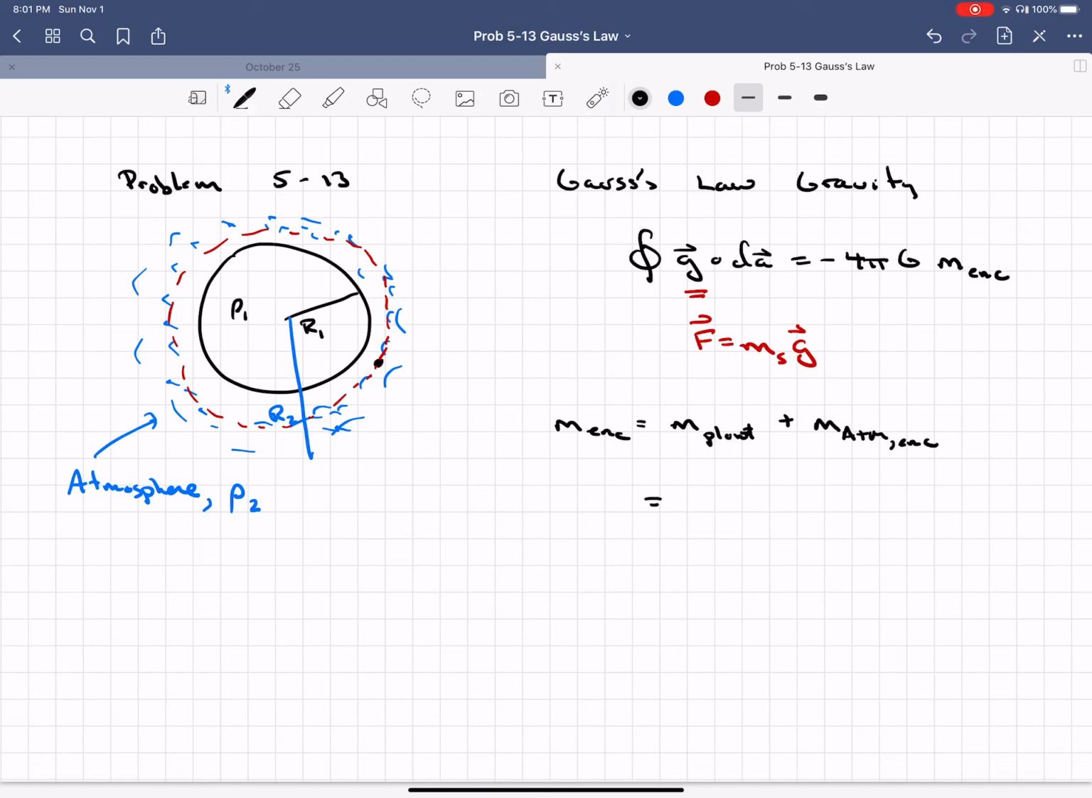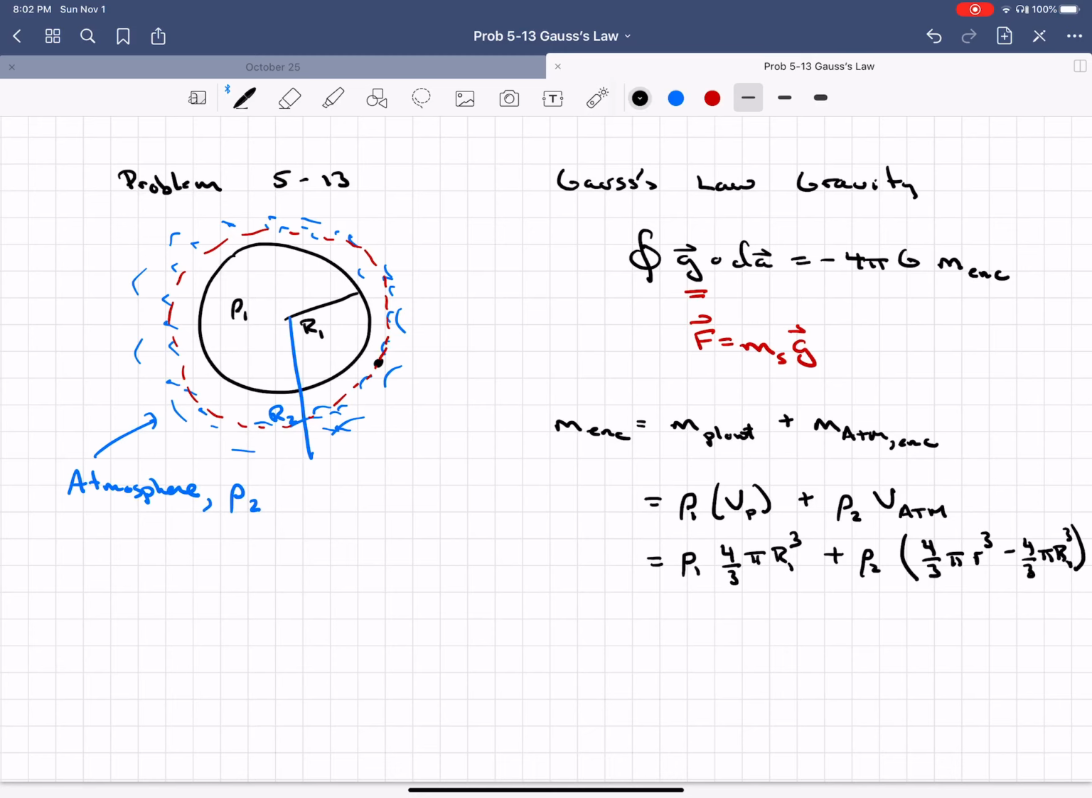So the mass of the planet, since I have constant density, is going to be rho 1 times the volume of the planet. And then the mass of the atmosphere enclosed is going to be rho 2 times the volume of the atmosphere that I'm enclosing. Now, since the planet is being modeled as a sphere, the volume of the planet is 4/3 pi r1 cubed. And now the atmosphere is also assumed to be of constant density, and essentially it's a shell. And so the volume that we need is 4/3 pi r cubed minus 4/3 pi r1 cubed.